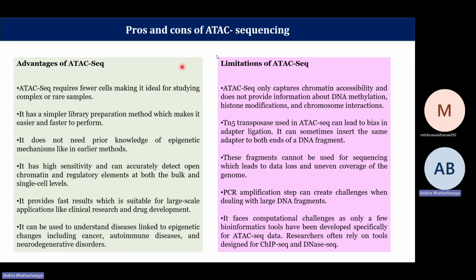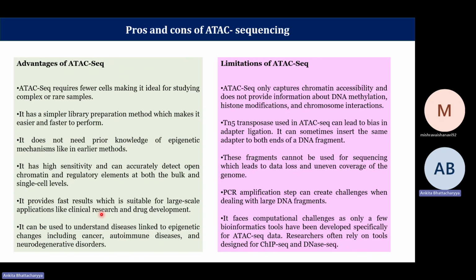Then it has a much simpler library preparation method, making it easy and quick in terms of completion. You do not need prior knowledge of epigenetic mechanisms. You can get very confident results from very little sample, and very reliable analysis can also be performed because it has high sensitivity. It can accurately detect open chromatin and regulatory elements both in the bulk method and the single cell sequencing method. It provides quick results, which is suitable for large scale applications like clinical research or drug development, etc.